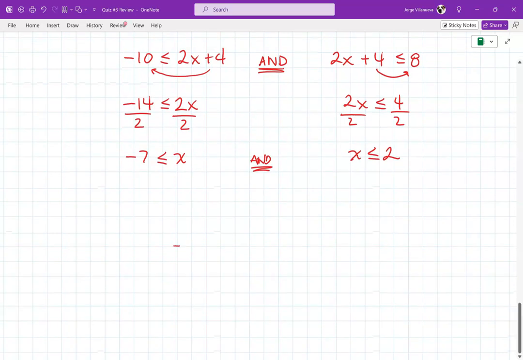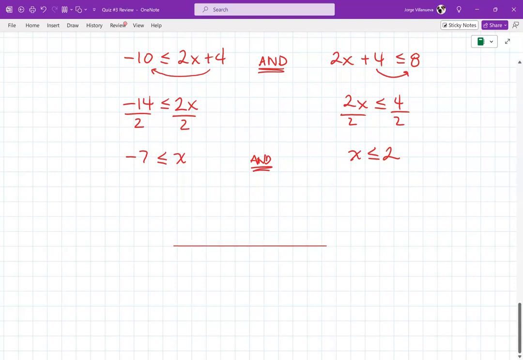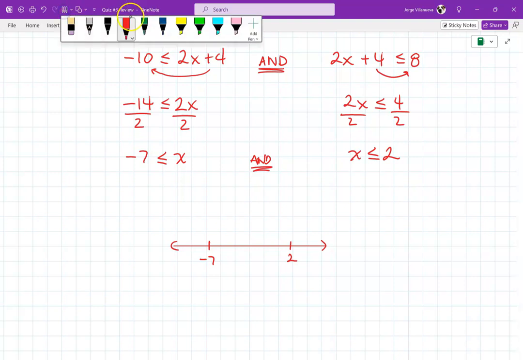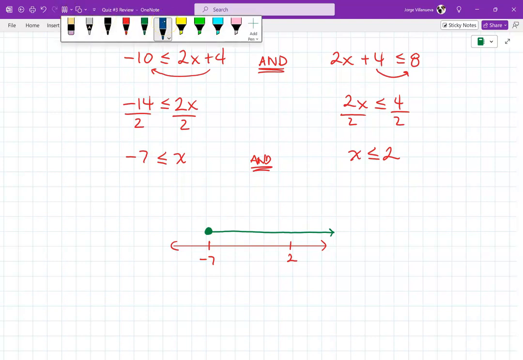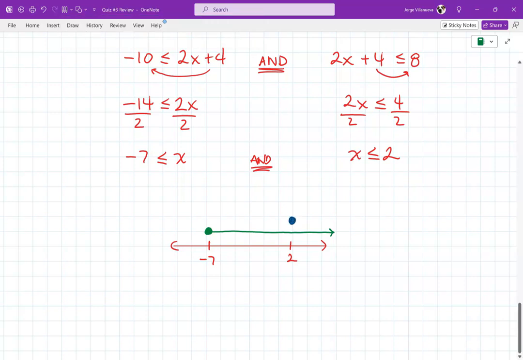I'm going to make a number line. And now I'm going to, again, do it the lazy way. -7 and 2. As long as I have the points of reference, that's all I need. All right, for -7, is that an empty or solid circle? Solid, right? It says less than or equal to. Which direction? To the right. All right, for the next one, x less than or equal to 2. Solid or empty? Solid. Which direction? Left.